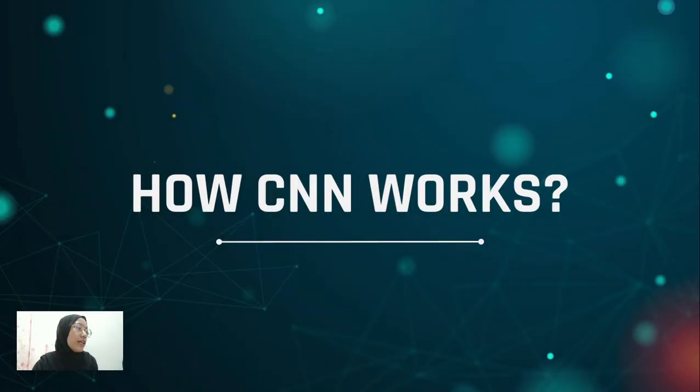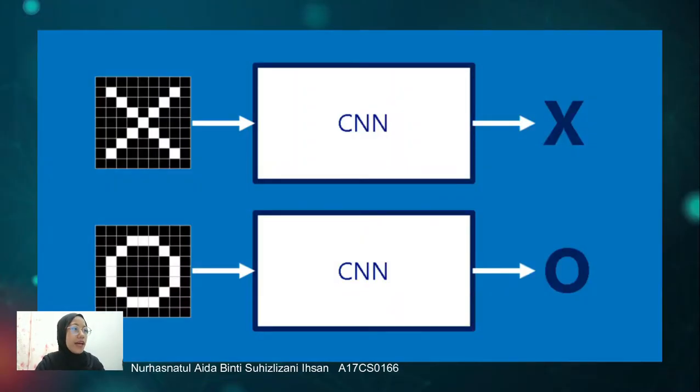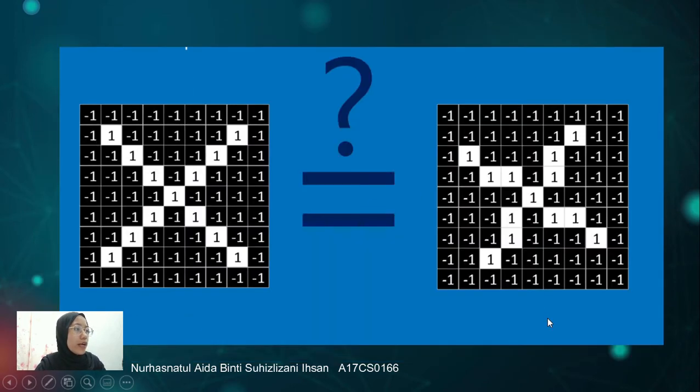Okay, now let's talk about how a convolutional neural network, CNN, works. At first, let's imagine we have an input X or O, and it goes to the CNN, and then the CNN will categorize whether it is X or O. Okay, how about this one? How does CNN determine whether it is the same or not?